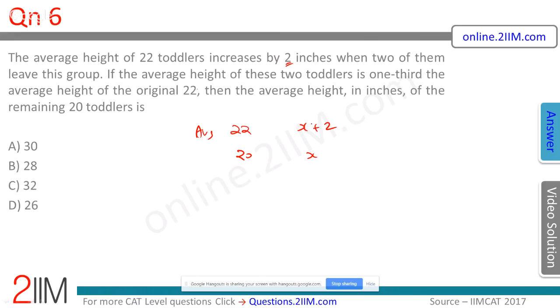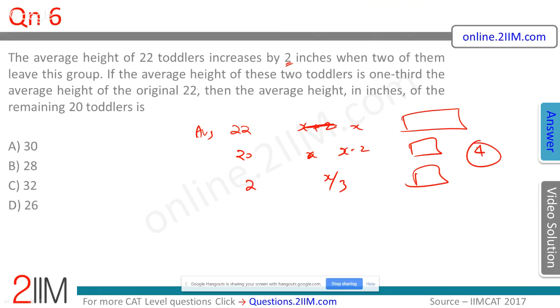Right? Or you can take this as x, this will be x minus 2. The remaining 2 who went off, their average was x by 3. This total plus this total equals this total. Simplify that, you're through. 4 in the bag, you should be nailing this.